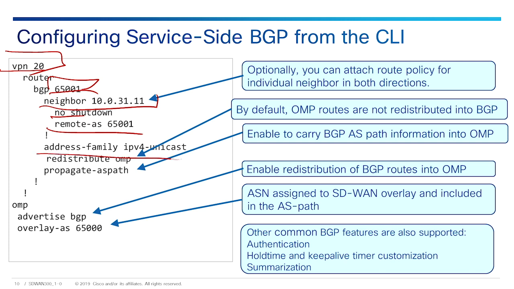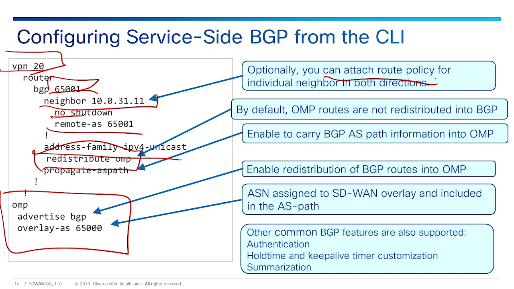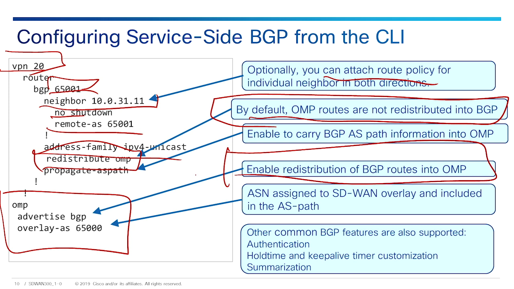And there's the address family of IPv4, and we are to redistribute OMP. And then in our OMP, we're redistributing BGP into it. Okay. And again, we can also attach route policy for each individual neighbor. I would like to make sure you're aware of this: by default, OMP routes are not redistributed to BGP, and vice versa. So if we advertise a bunch of routes to the SD-WAN router and we don't redistribute them, no one else is going to know about them.